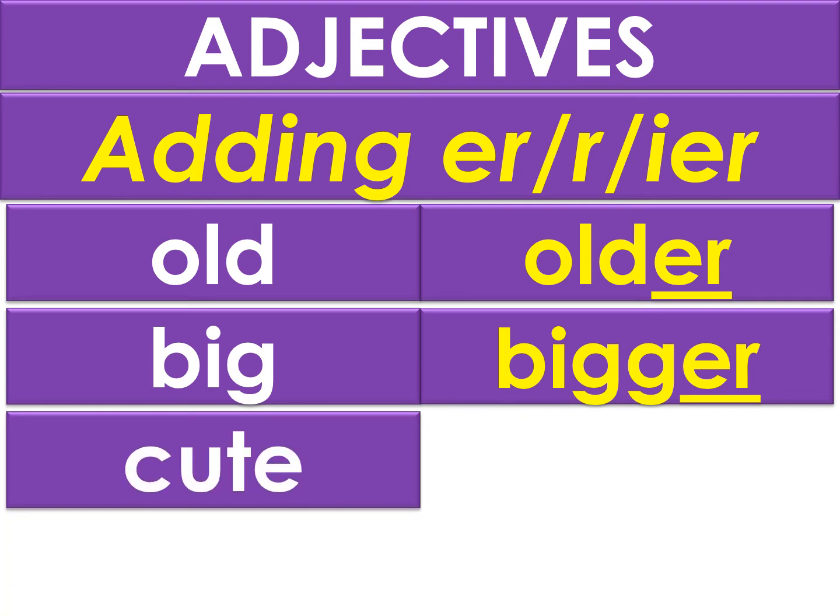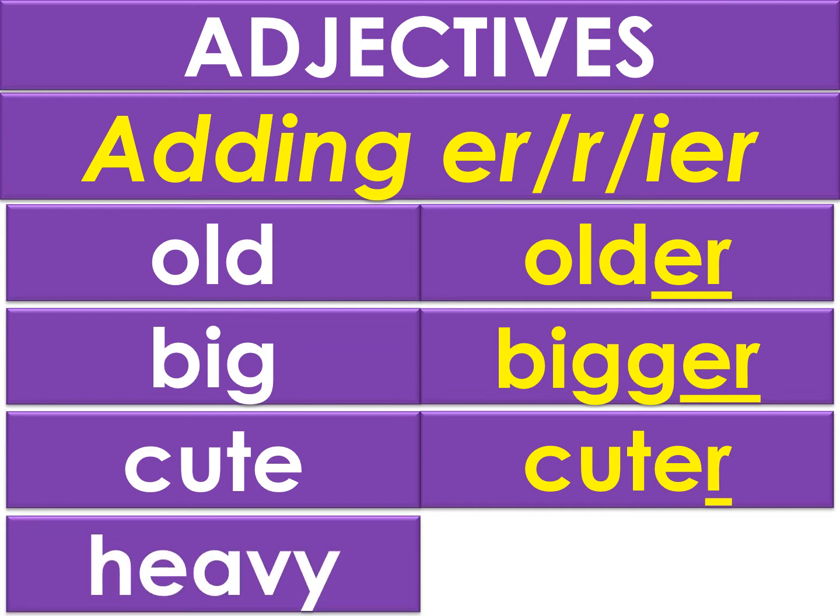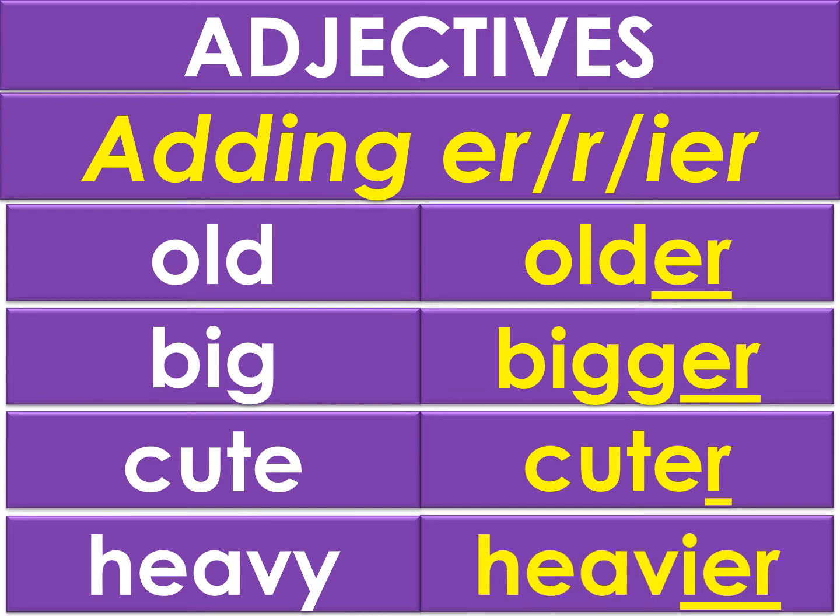Now cute already has an E, so this time we just have to add an R. Like a rabbit is cuter than a cat. I don't like cats. And if we have an adjective like heavy, now heavy ends in a Y, so this becomes tricky. We have to get rid of the Y and then add IER. So we can say a pig is heavier than a dog. So be careful when you're adding ER, R, or IER.